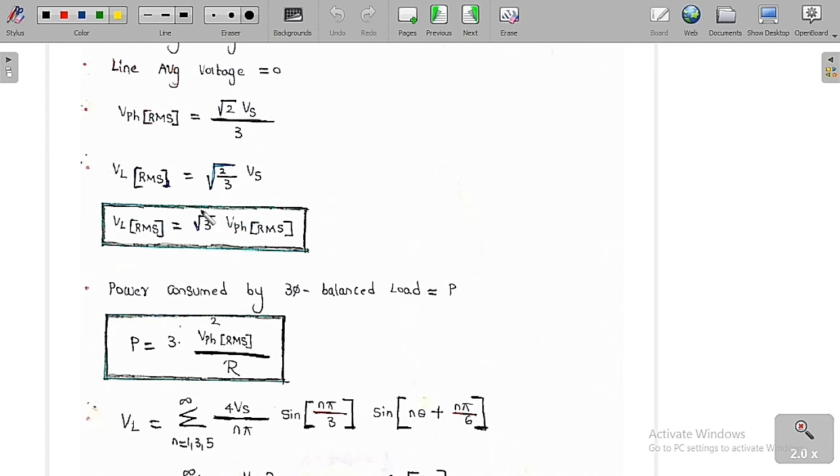I recommend remembering the line voltage RMS value, which is under root of 2 by 3 into Vs. If you remember this one, you can easily get the other value also. So V line RMS is equal to under root of 2 by 3 into Vs, and equal to root 3 into V phase RMS.